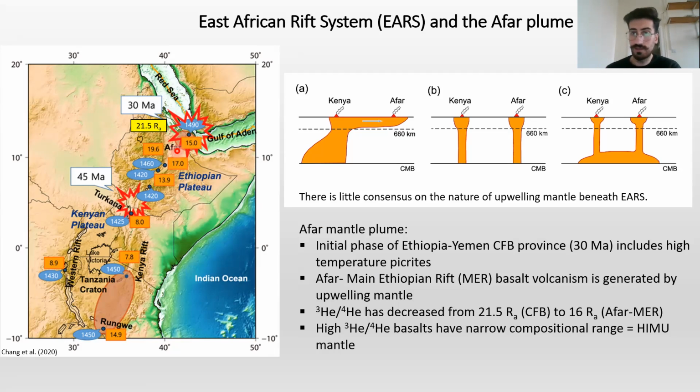So despite this data, there is little consensus on the nature of upwelling mantle beneath the East African Rift System. Some studies say there is a huge African superplume and Afar and Kenya plumes are connected to this one. And some studies say Afar and Kenya plumes are completely different from each other. And some studies say the Afar plume originated from the transition zone, but has a continuation from the bigger Kenya plume.